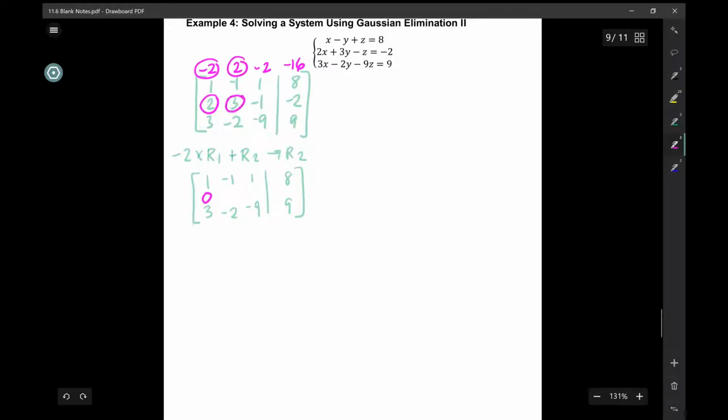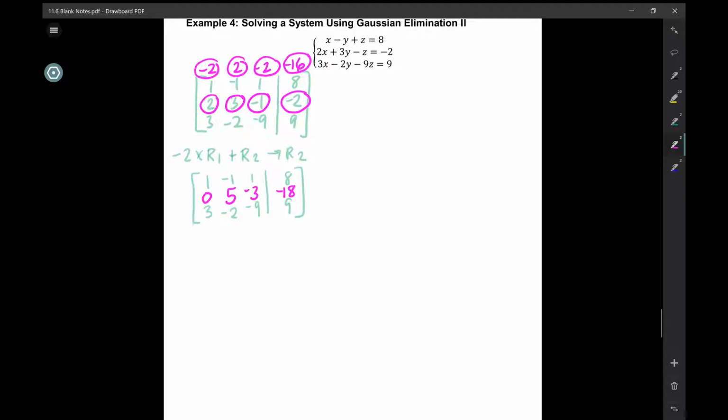2 and 3, I get 5. Negative 2 and negative 1, I get negative 3. Negative 16 and negative 2 gives me negative 18. All right, I got 1, 0. Now let's go for the next one.